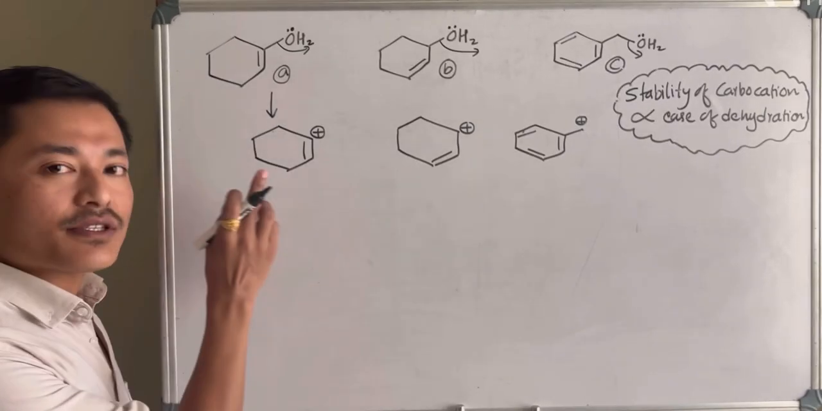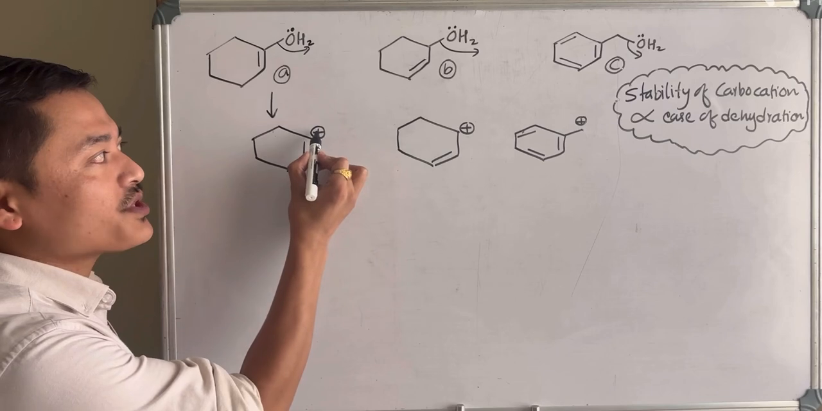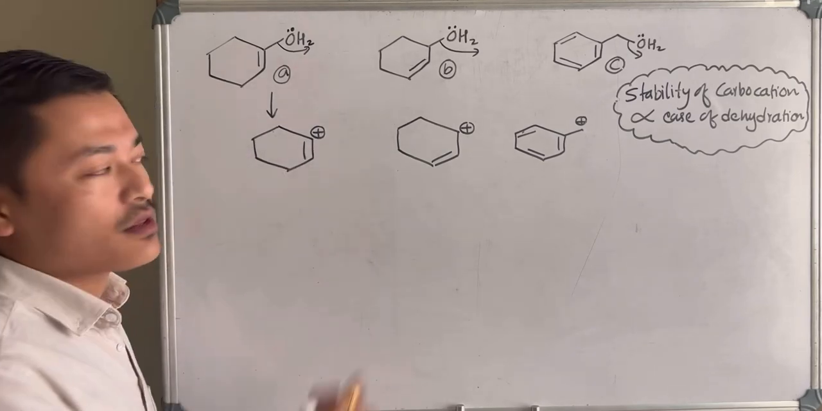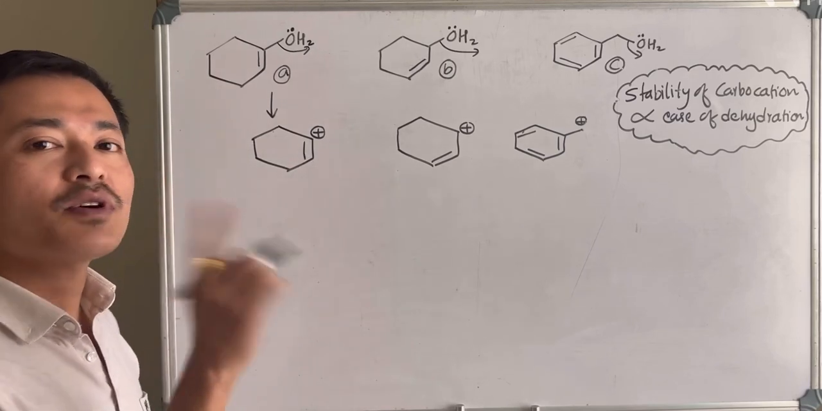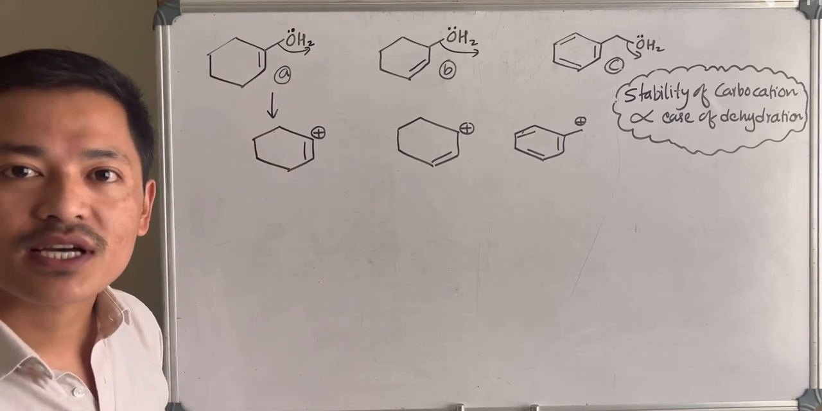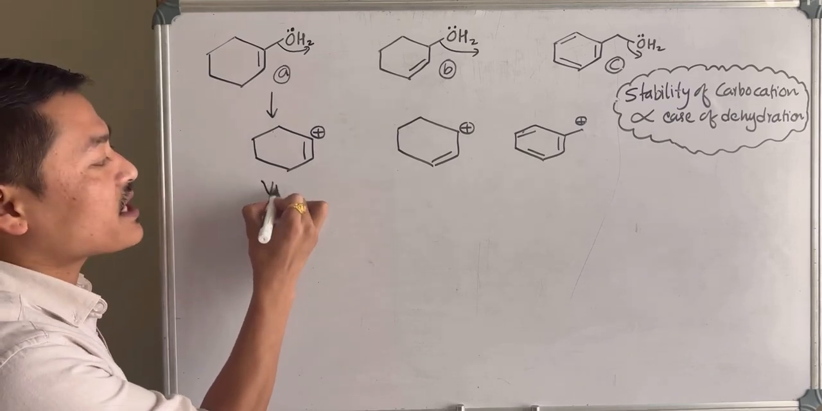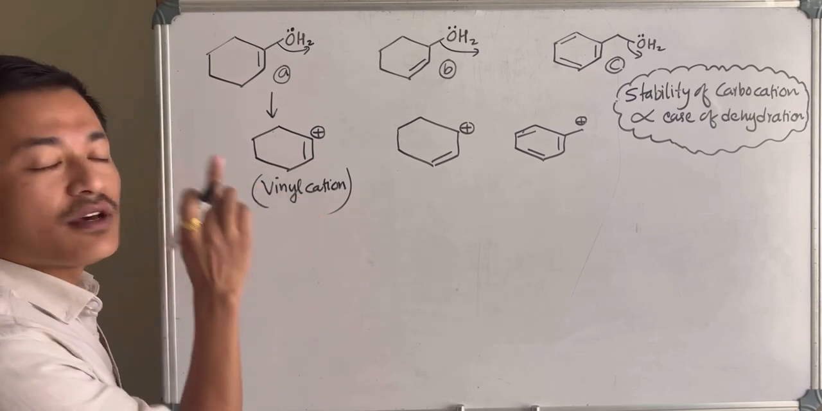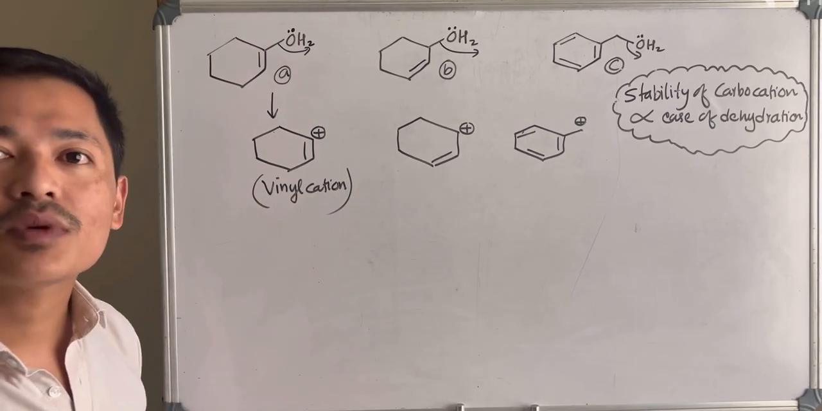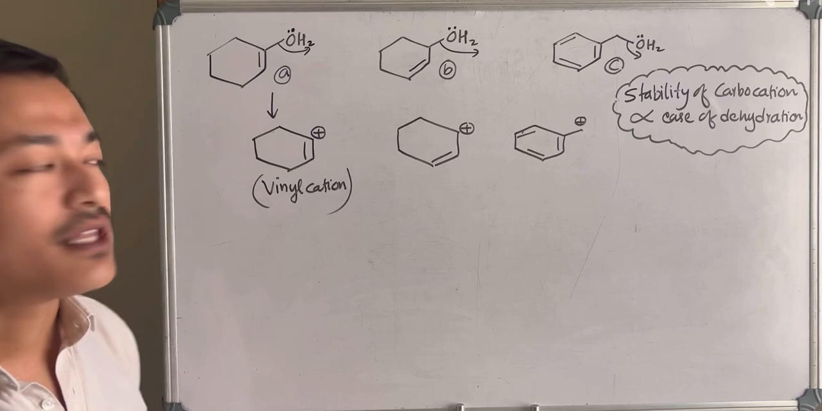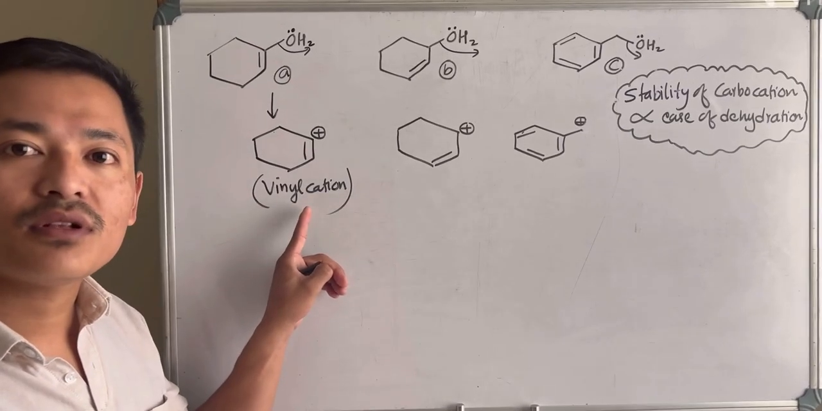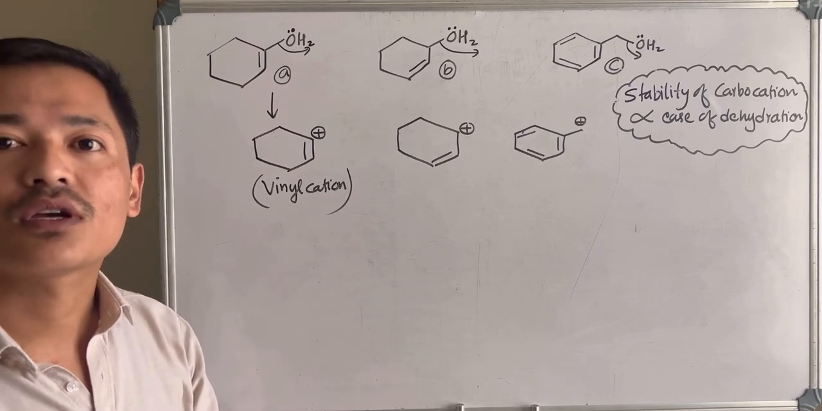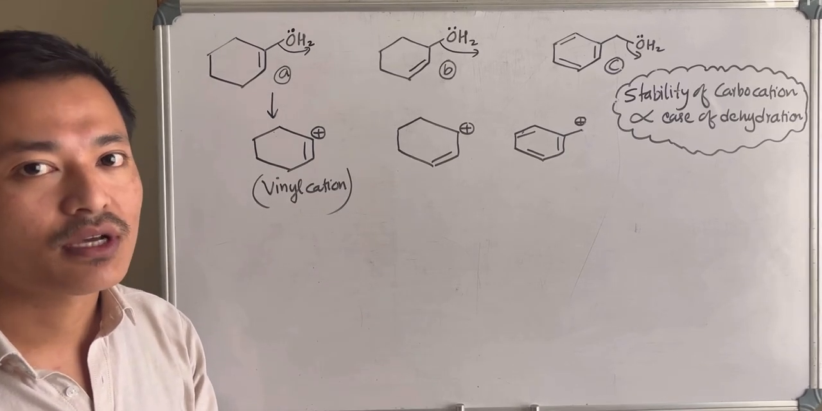Now, let us refer to this carbocation, with the plus charge and the double bond on the same carbon atom. This carbocation is extremely unstable, and such carbocations are usually referred to as vinyl cations. Vinyl cations are among the most unstable carbocations. And if this carbocation is unstable, the ease of dehydration of this alcohol is very, very slow. It might not be dehydrated at all.